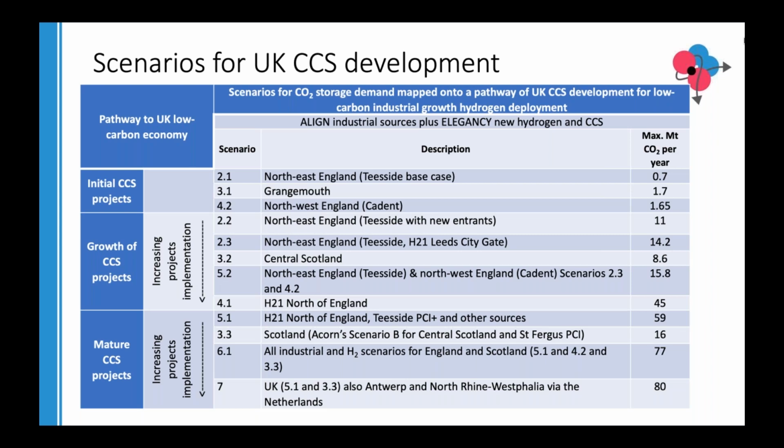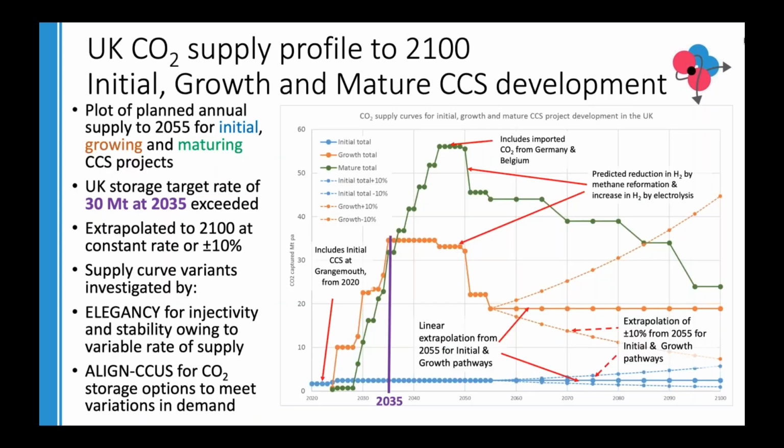Okay, next slide, please. So here we have the potential supply curves in blue, orange, and green. The blue being the initial growth, the initial level of deployment, and if we just did a bit, it would remain fairly flat out to 2050.